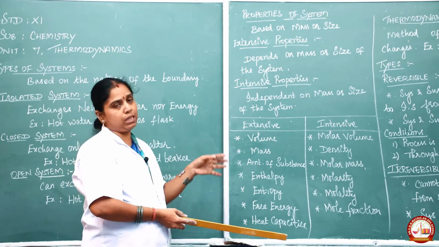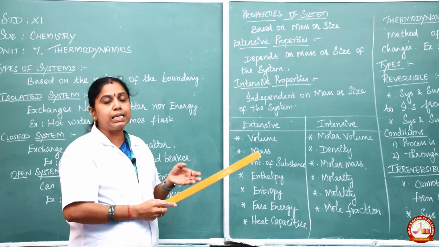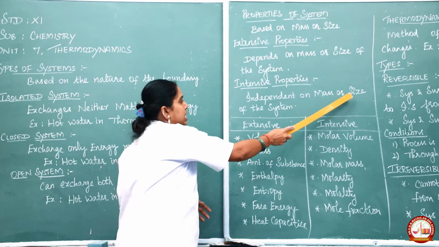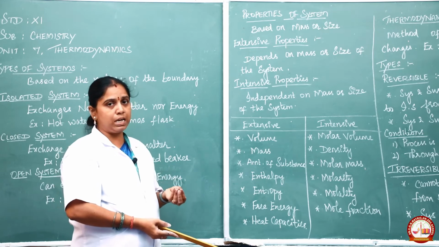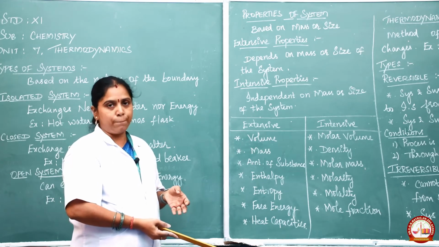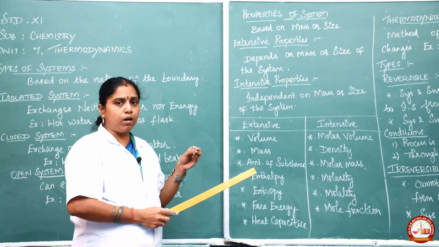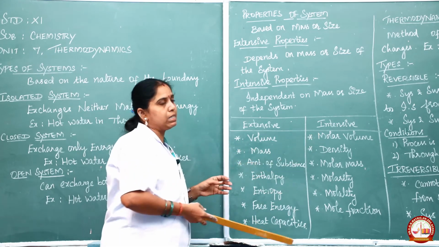Intensive properties are those that are independent of both the mass as well as the size of the system. They do not depend on the amount or the size of the system in which they are present. So that is about the intensive properties. We can give a number of examples for both extensive properties and intensive properties.